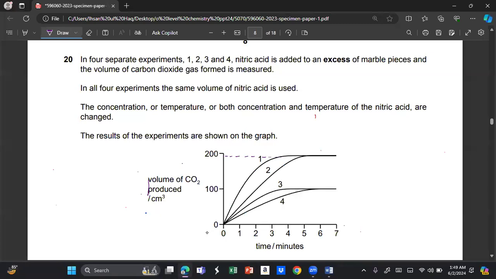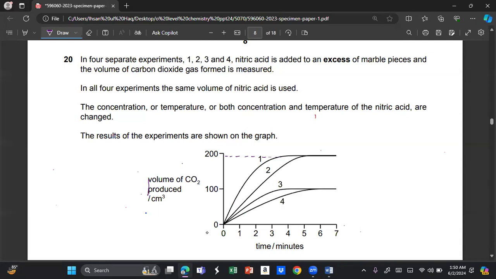In four separate experiments, 1, 2, 3, and 4, nitric acid is added to an excess of marble chips and the volume of carbon dioxide gas formed is measured. In all four experiments, the same volume of nitric acid is used. The concentration, temperature, or both concentration and temperature of the nitric acid are changed. The results of the four experiments are shown in the graph below.